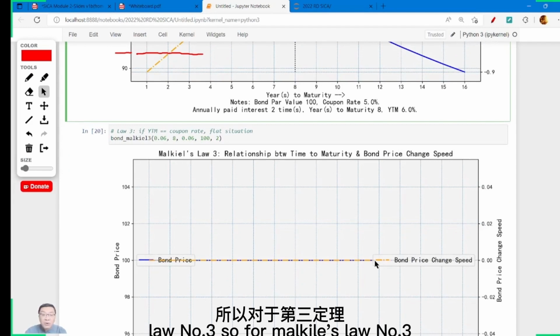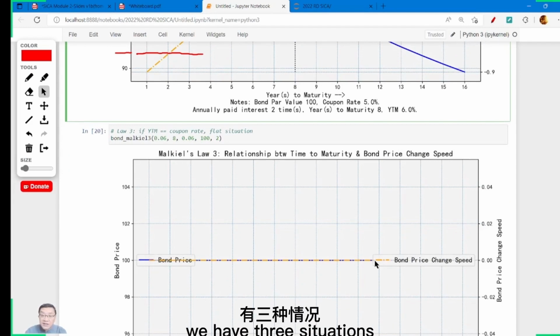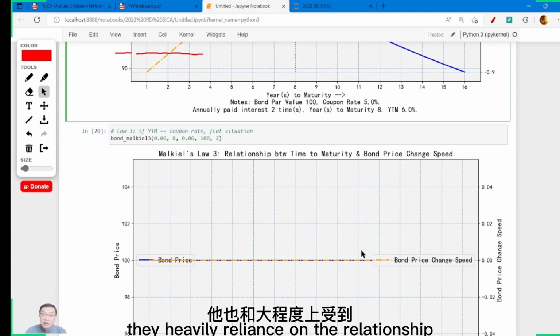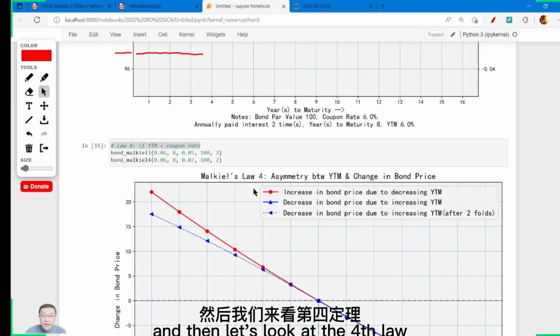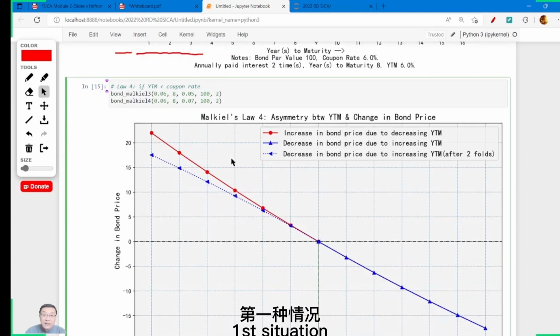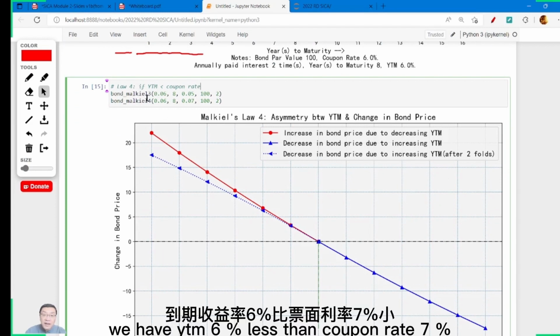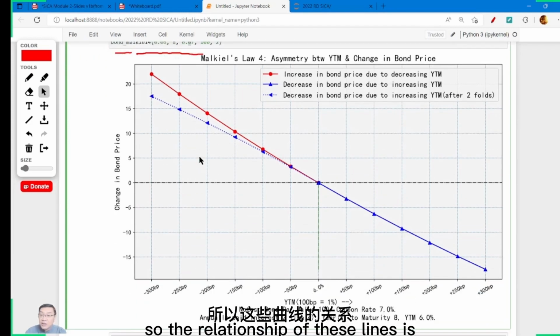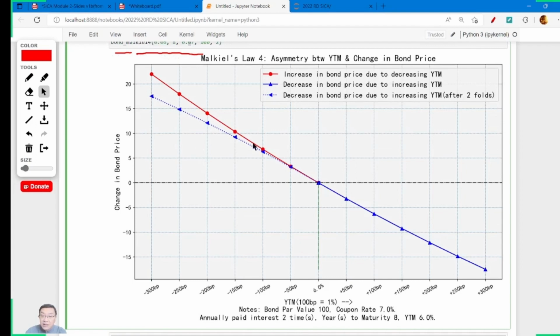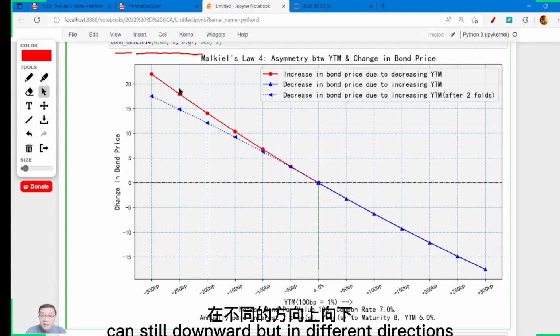So for Malkiel's law number 3, we have 3 situations. They heavily rely on the relationship between YTM and coupon rate. And then let's look at the fourth law. First situation, we have YTM 6%, less than coupon rate 7%. So the relationship of these lines is, we have the blue solid line downward, and the red solid line still downward but in different directions.